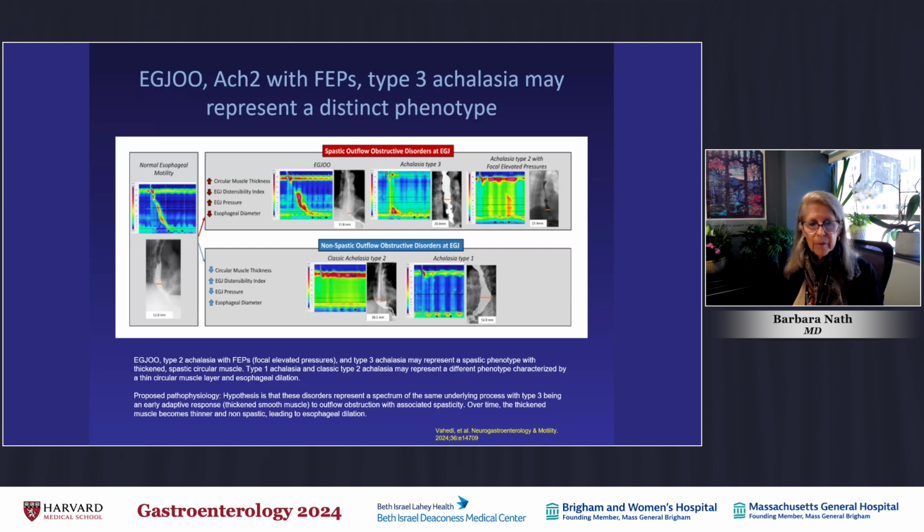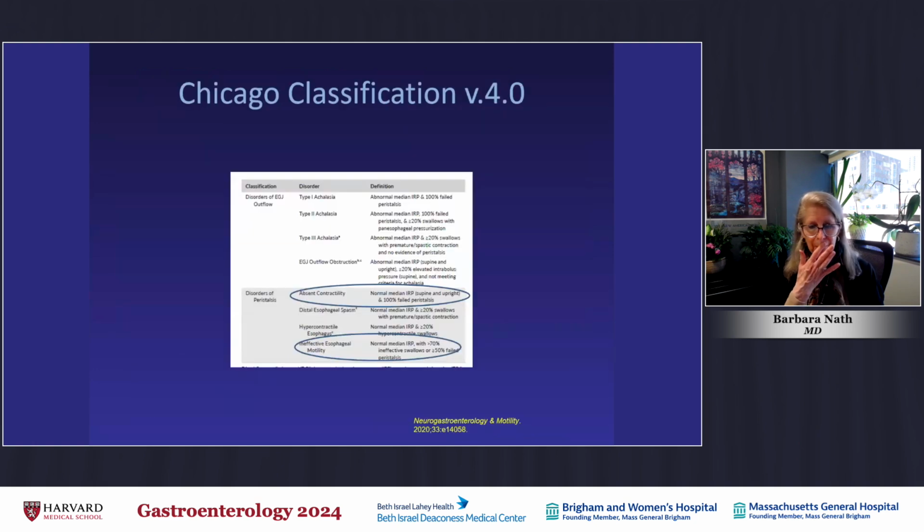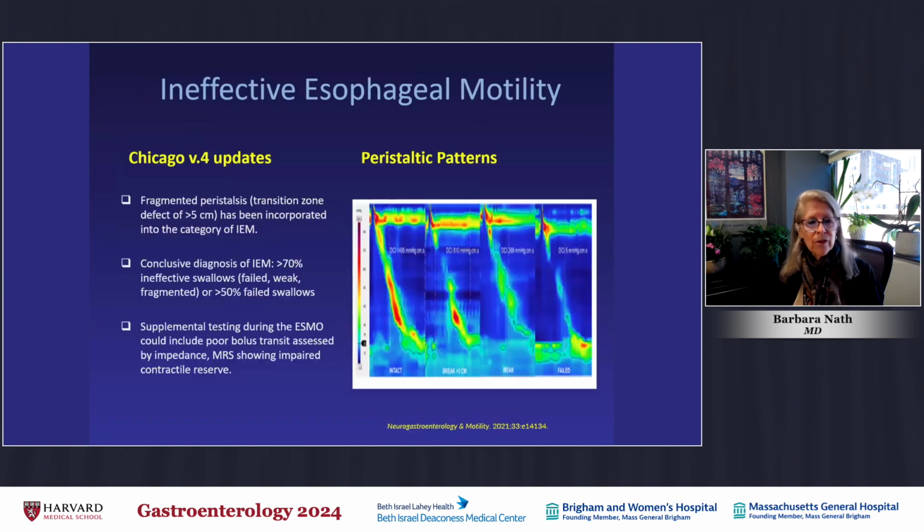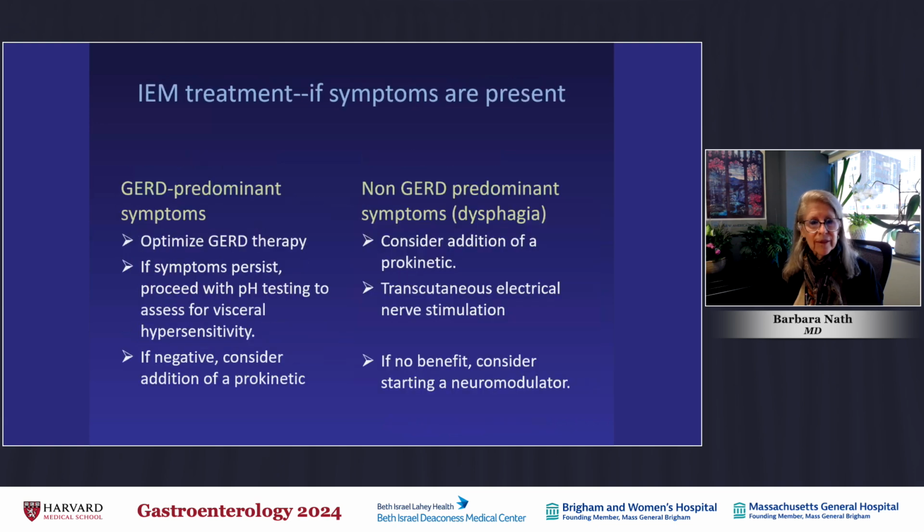So again, the implications for treatment are there. Turning now to the hypocontractile disorders, ineffective esophageal motility is defined as a conclusive diagnosis of greater than 70% ineffective swallows, meaning failed, weak, or fragmented. And then it's important to do some supplemental testing to show that it has some clinical significance.